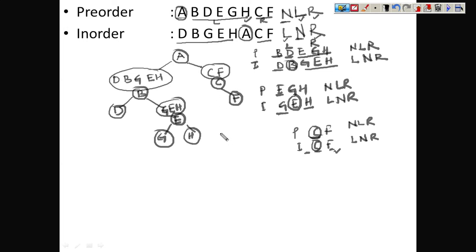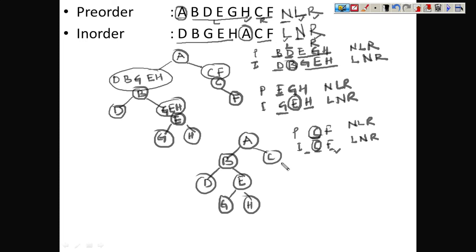So I am going to construct a tree now in a proper way. So our tree will be A, B, D, E, G, H, and this is C, and this is F, and this is our required binary tree.